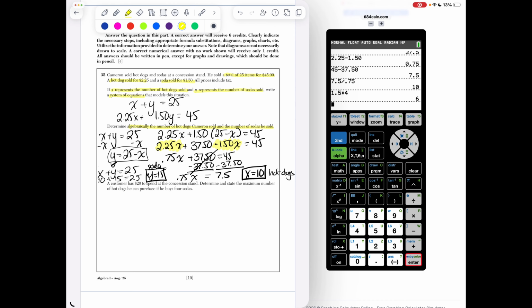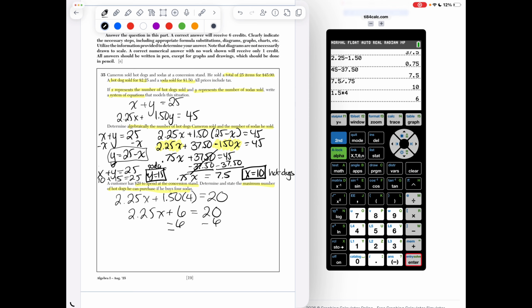Okay, let's go to the last part. A customer has $20 to spend at a concession stand. I need to figure out what is the maximum number of hot dogs he can purchase if he has 4 sodas. So I'm going to put in my formula, 2.25X, that equation. I don't know how many hot dogs, but I do know how many sodas. And he has $20 to spend. So instead of using 45, I'm going to use 20. $1.50 times 4 is 6. I already did that on the calculator. And here's 2.25X plus 6.